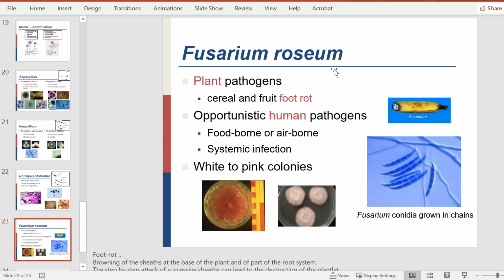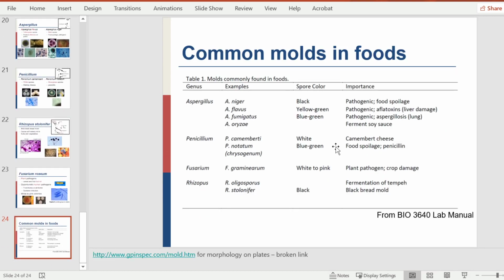So now we have Fusarium roseum, and the roseum is due to the pinkish color. So it's a plant pathogen, and it can also cause cereal and fruit foot rot. So it's an opportunistic human pathogen. So it can cause disease in humans in certain circumstances. Okay, so this is just a list of organisms that can be found and where they're found, how they look, and then what their importance is. So it's just for your information if you ever wanted to see a condensed list of everything all in one spot.